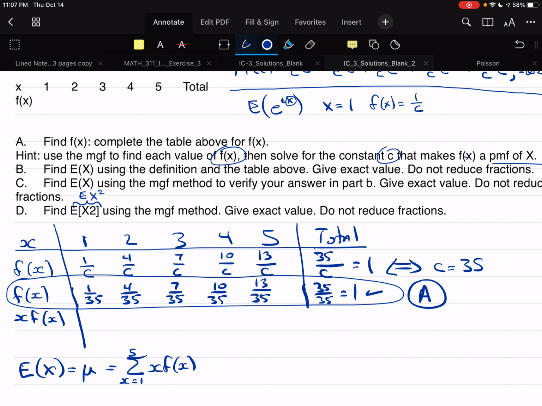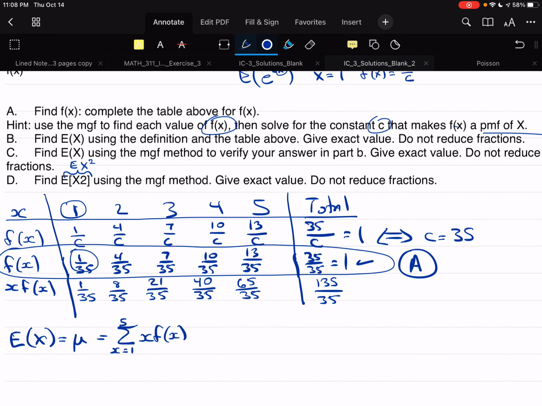And so I take 1 times 1 over 35, I get 1 over 35. 2 times 4 is 8 over 35. 3 times 7, 21 over 35. 4 times 10 is 40 over 35. And 5 times 15 is 65 over 35. When I add all of these up, I get 135 over 35. So this is equal to E of X, which is the answer to B.